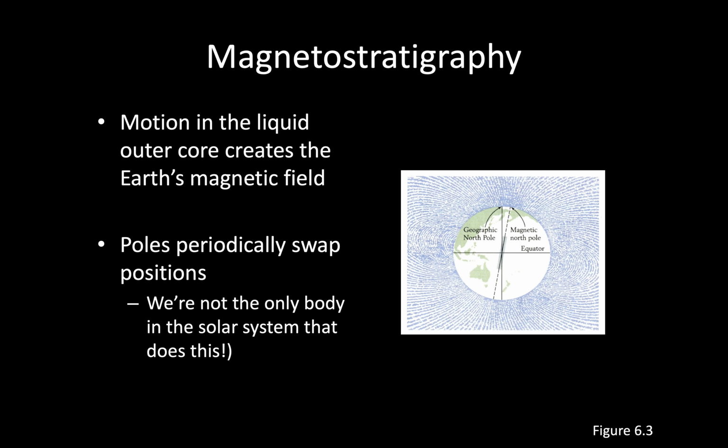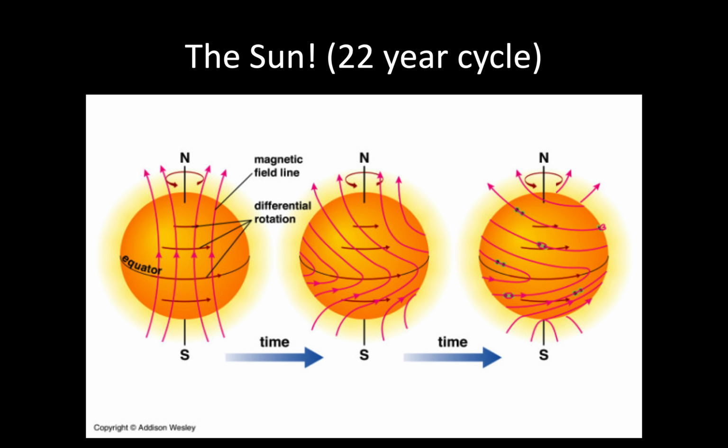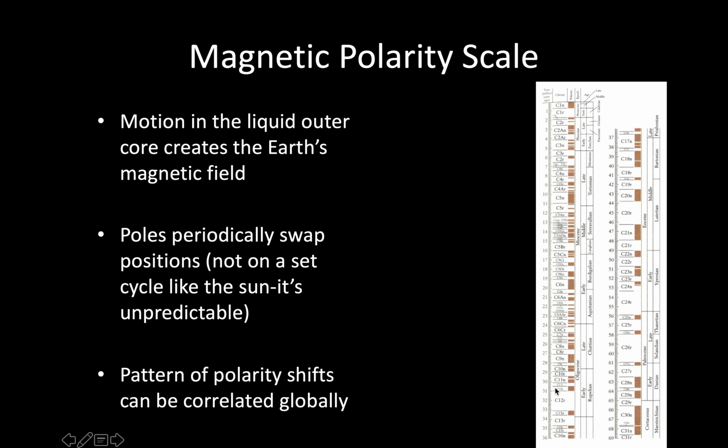We have a couple other ways of getting our absolute dates. So one of these could be considered magnetostratigraphy, using magnets. The Earth has a magnetic field, and our poles, the North Pole and the South Pole, actually swap positions. We're not the only solar system body that does this. We'll learn more about this during Plate Tectonics Day. The sun actually does this every 22 years. So the north becomes south, south becomes north. The lines actually point differently.